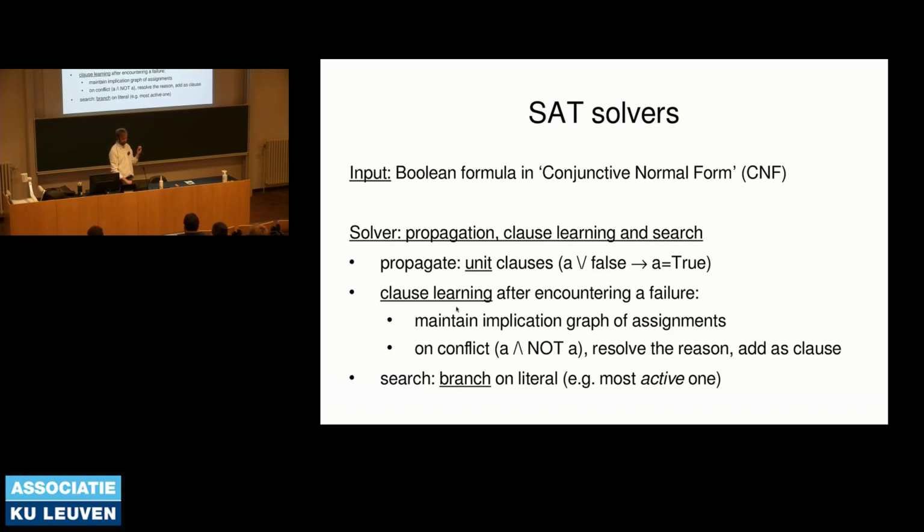So you will make a choice, but if it leads to a failure, then these SAT solvers, because everything is clauses, can do a type of clause learning, so they can look at what exactly the conflict caused and build a new constraint out of that. And so they maintain an implication graph of the assignments, and then on a conflict, they resolve the reason, and they add this as an additional clause. Right? So on every failure, an extra constraint is added, and this gives very strong reasoning.